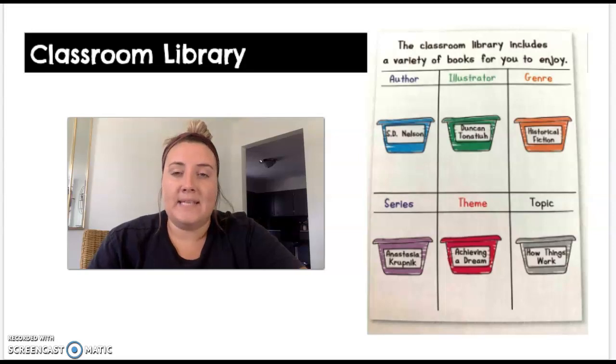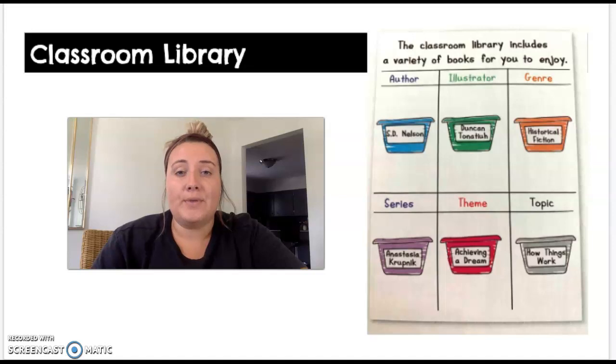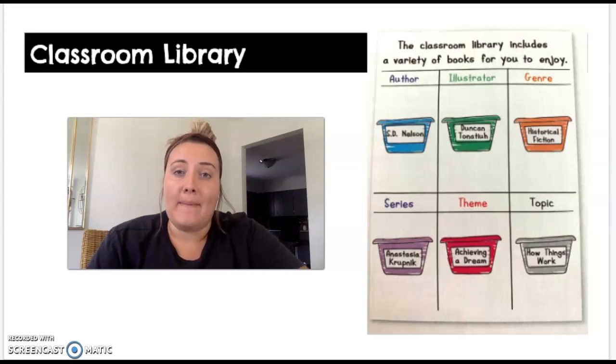Today we're going to be spending some time in our classroom library and learning how it is organized. When you know how our library is organized, you're going to be able to find books that you want to read that interest you. As you can see on our chart here, there are many different ways that libraries can be organized. They can be organized by author, illustrator, genre, series, theme, and topic.